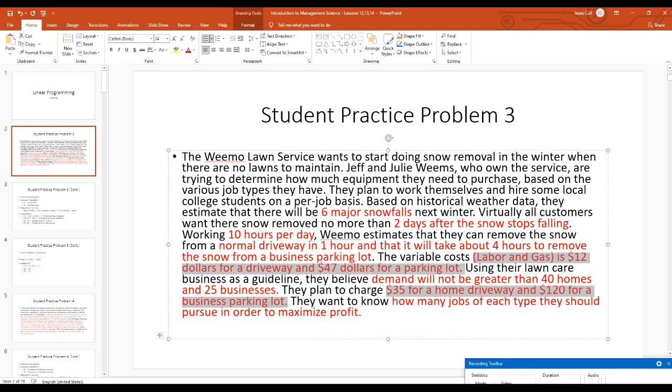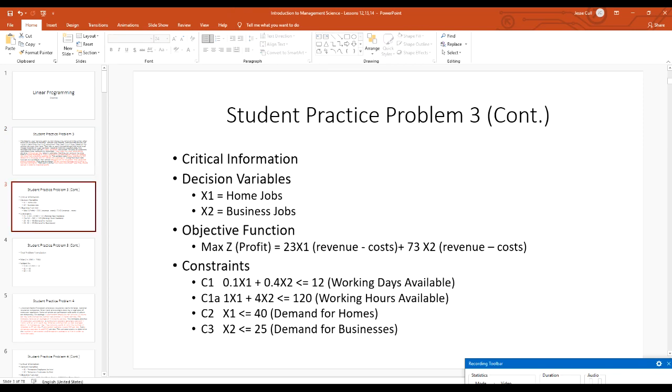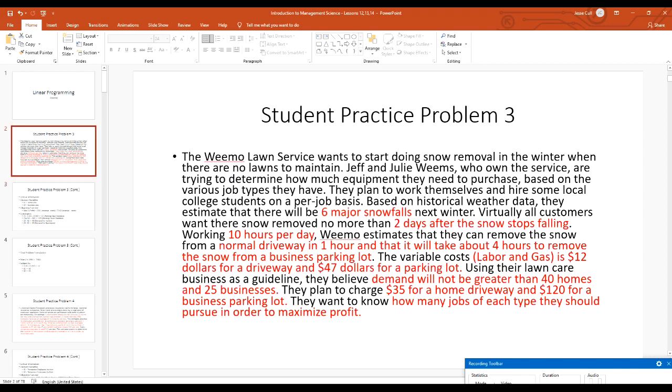So our objective function becomes not 35x1 plus 120x2, but our objective function becomes 23x1 plus 73x2. Now we have our objective function. We have to look at our constraints in this situation.